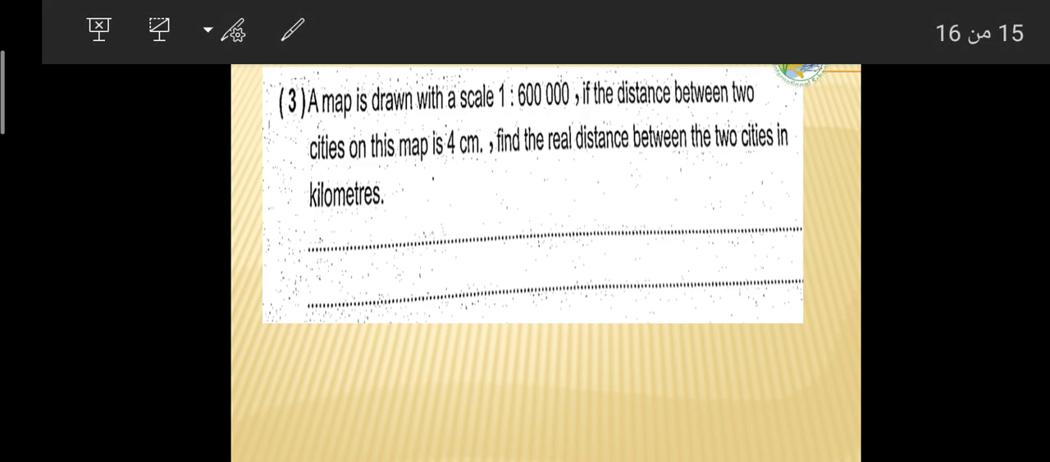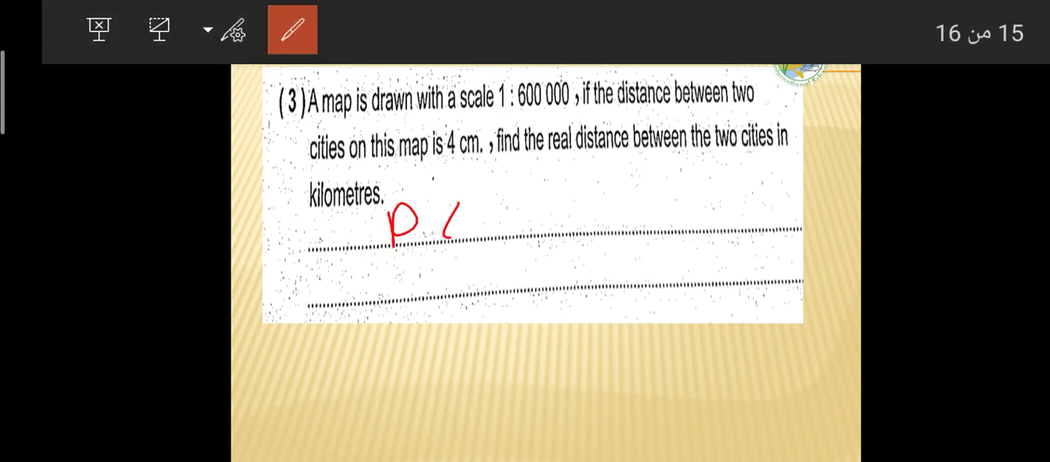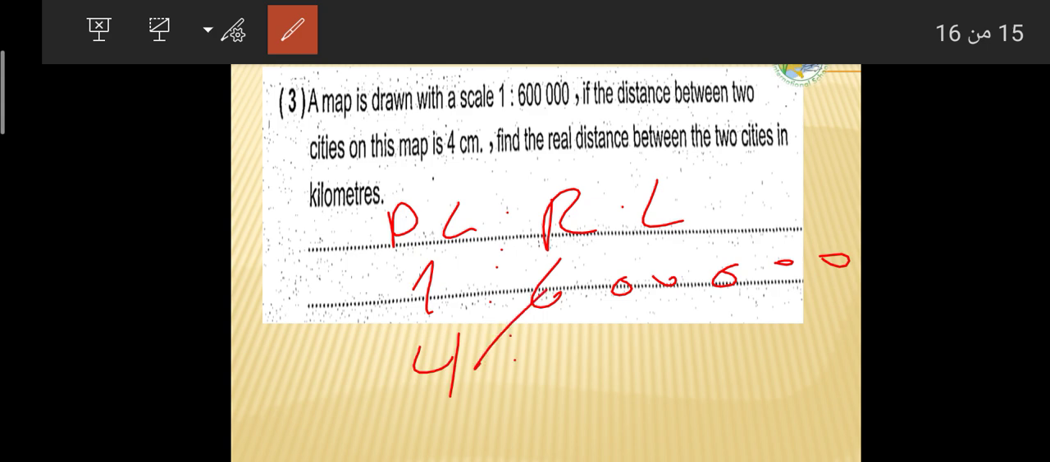Everyone knows what is the meaning of drawing scale? Drawing scale is drawing length to real length. Okay, 1 to 600,000. Okay, distance on the map ده معناه drawing scale، يبقى ده 4 سنتيمتر by cross multiplication. Okay, we can find the real length هتكون بالسنتيمتر، هتبقى 2.